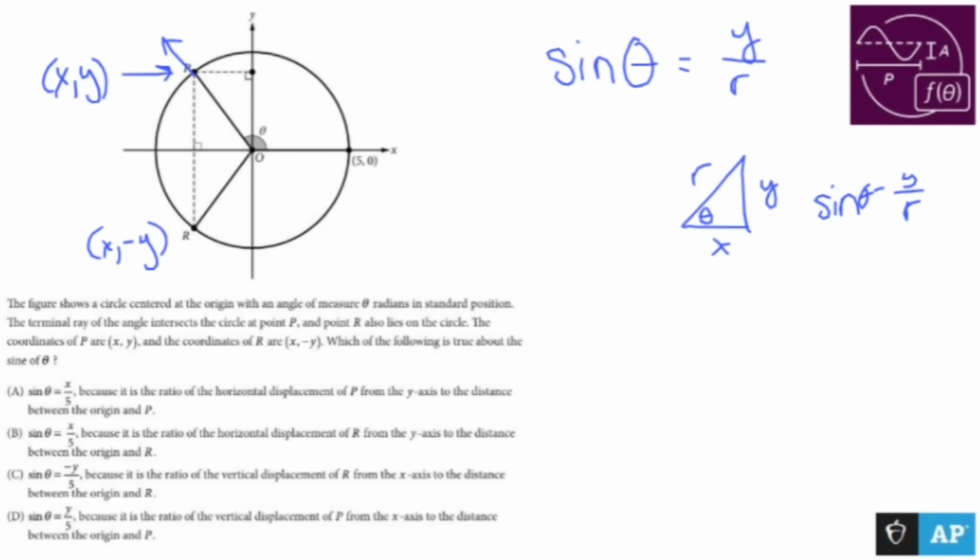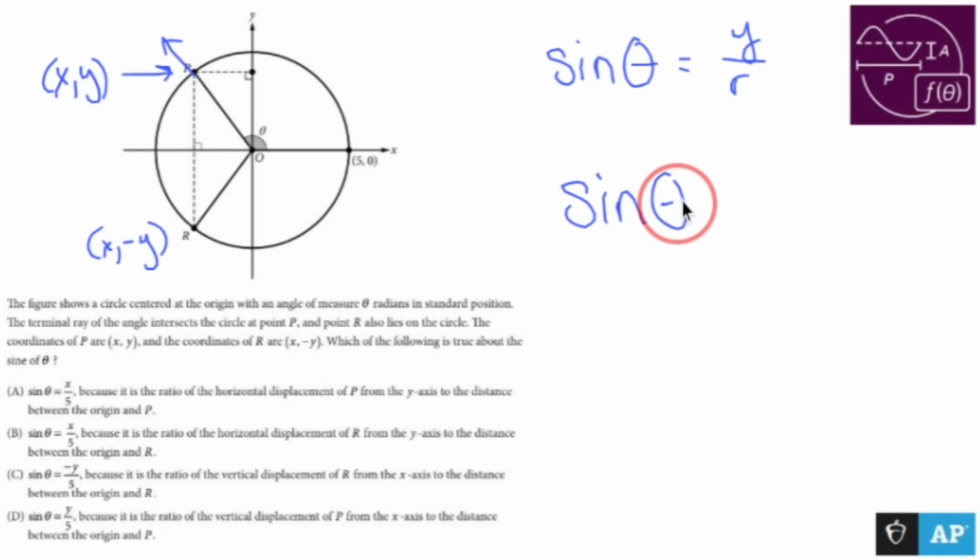In this case, I know what r is. r is 5. So I could say sine theta, in this case, is y over 5. And so when I look at my options here, the only option that matches that y over 5 is going to be D. Sine theta is y over 5.